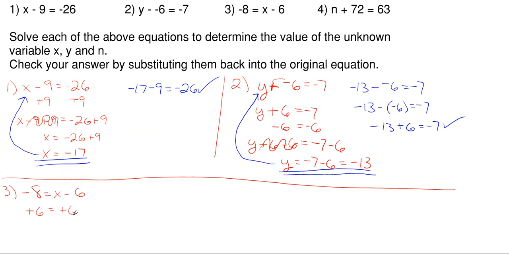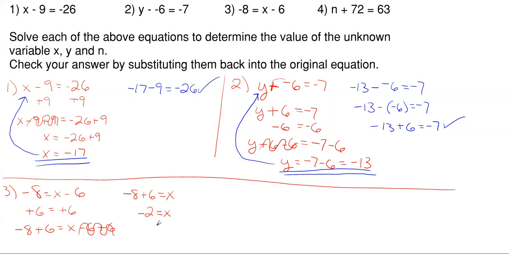I have to add 6 to each side. So I'm going to end up with minus 8 plus 6 equals x minus 6 plus 6. Once again, these numbers will cancel. Minus 6 plus 6 gives me 0. So then I have minus 8 plus 6 is equal to x. And then minus 8 plus 6 gives me minus 2 is equal to x.